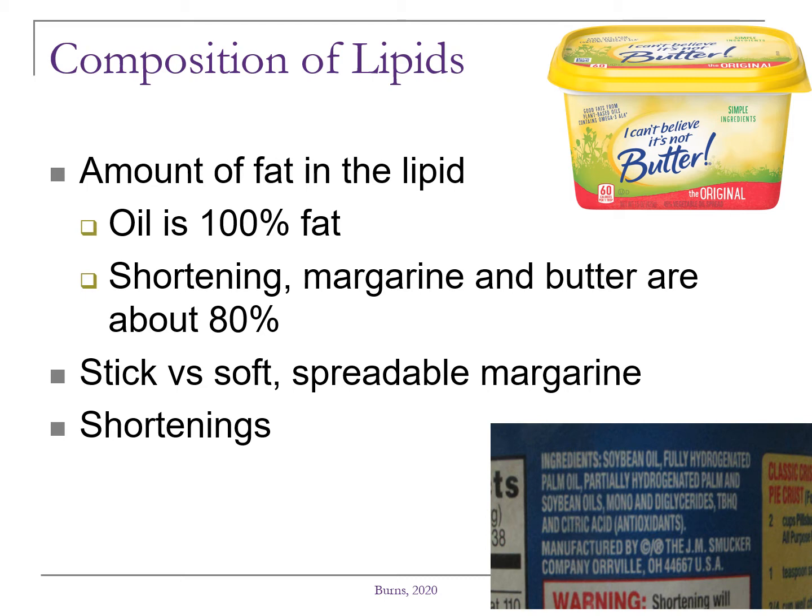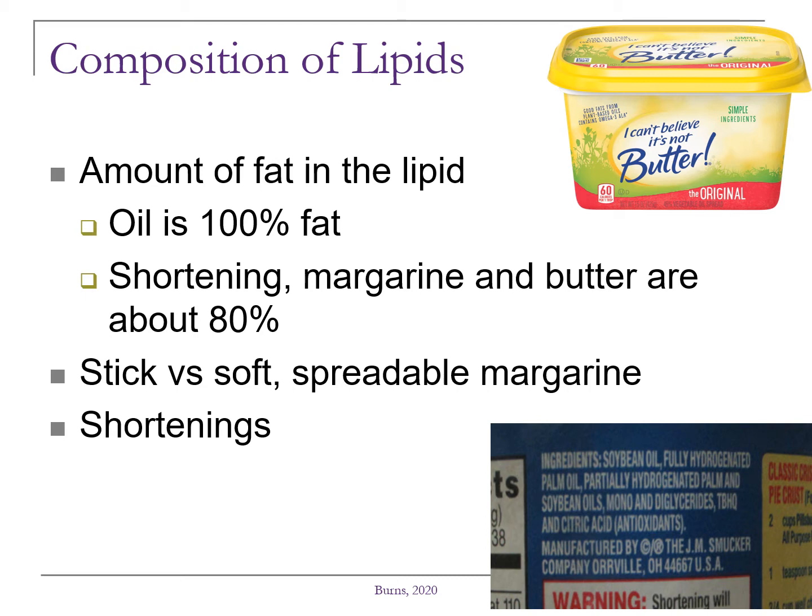When we look at the composition of stick versus soft or spreadable margarine, the main difference here is that the stick margarine has less water. The softer spreadable margarine, such as I Can't Believe It's Not Butter, or what we sometimes call the tub butters, they have more water added. The softer the margarine, the more water that is in that margarine. This is another tactic that food manufacturers use to lower the number of calories in margarine. They just add more water. They whip in air and water into the margarine.